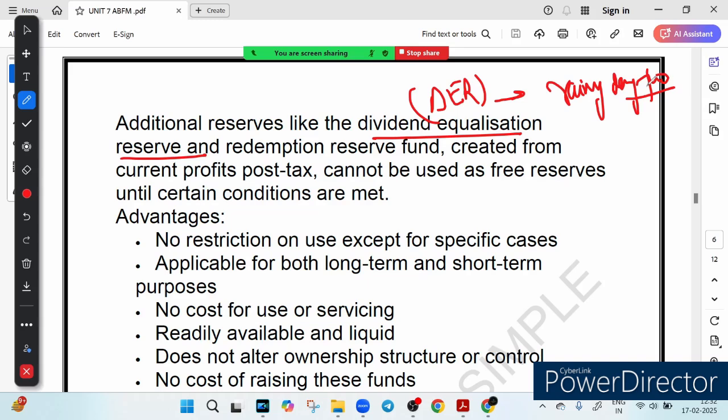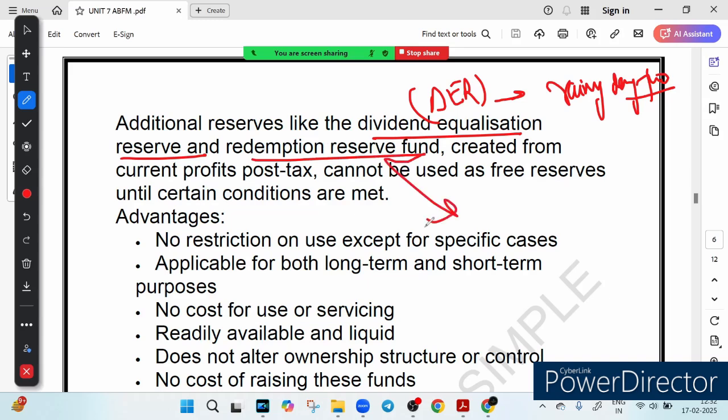It can pay out a big dividend to shareholders. But what if the next year is not as profitable? The company might still want to pay a good dividend. So it uses something called DER, the dividend equalization reserve, to prop up the payment. This reserve smoothens out the dividend payment, ensuring shareholders receive a stable income regardless of the company's profit swings.